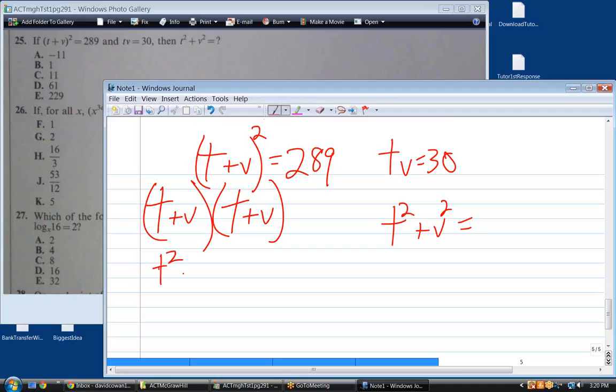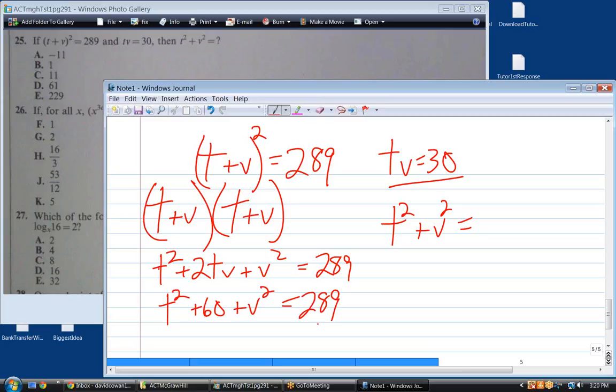You get t squared plus 2tv plus v squared. That's what's equal to 289. Okay. Now we can make some progress because we're looking at a t squared and a v squared, and they've told us that tv equals 30. So what next? Would you do 2 times 30, which is 60? Okay, so we have t squared plus 60 plus v squared equals 289. What is t squared plus v squared? 289 minus 60, yeah, 229 is the answer. Okay?